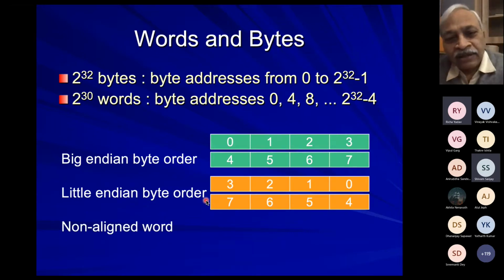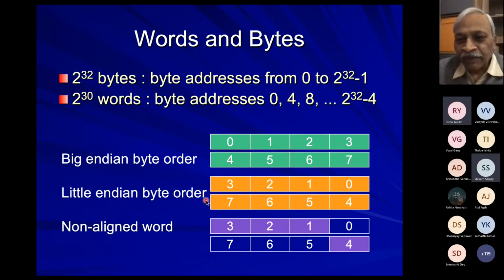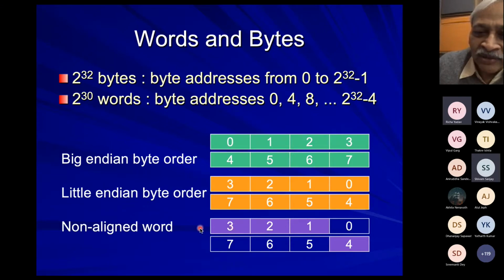You could also have words which are not aligned, where the address of the word is not a multiple of 4. So for example, you can think of a word starting at address 1. Following the little endian byte order, this word would consist of bytes 1, 2, 3, and 4. All the memory would be physically organized in terms of aligned words. This is a logical word which is not aligned with the physical word. Bytes 1, 2, 3, 4 still form a logical word consisting of 4 consecutive bytes, but it is not aligned with the way bytes are physically organized in memory.